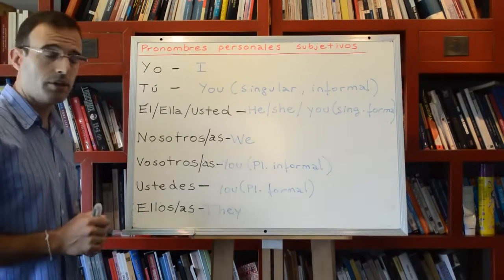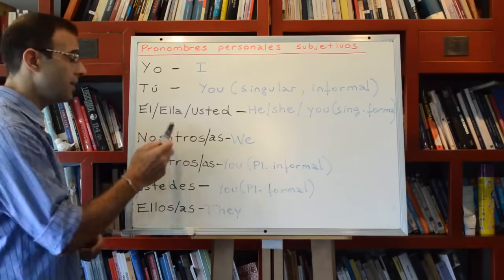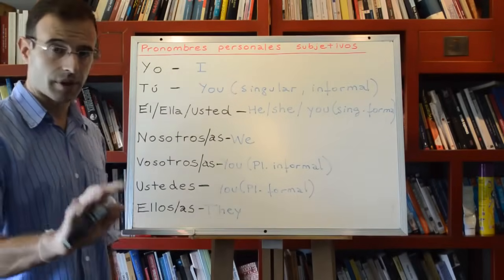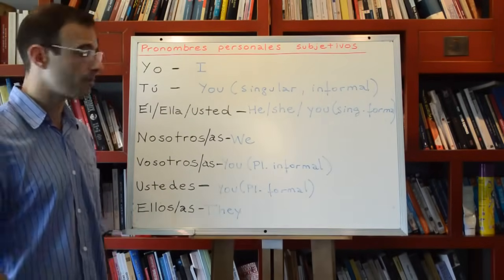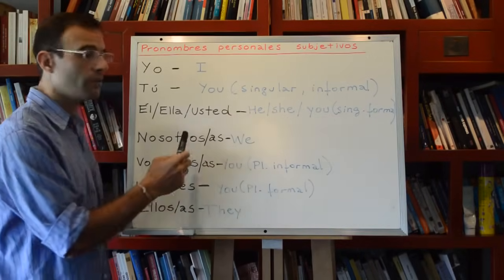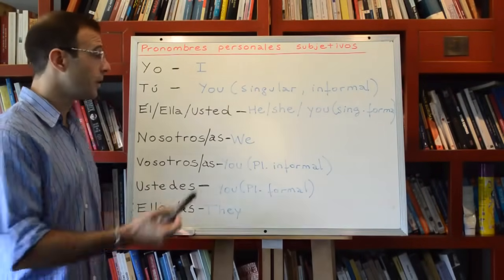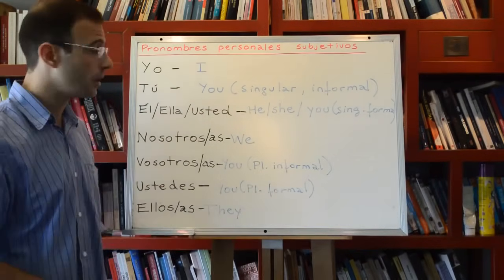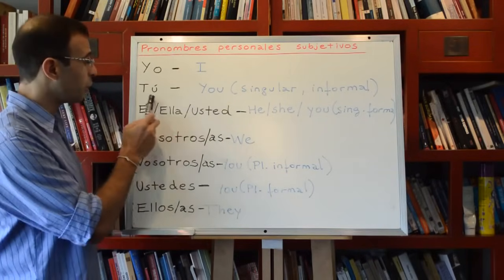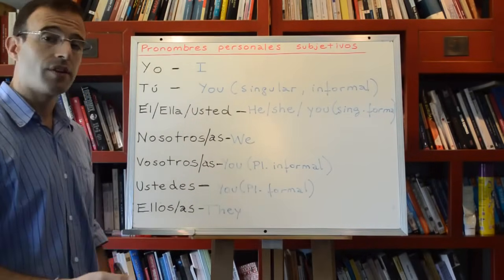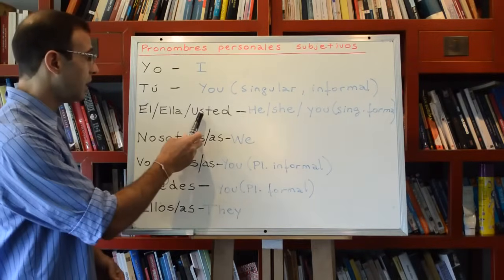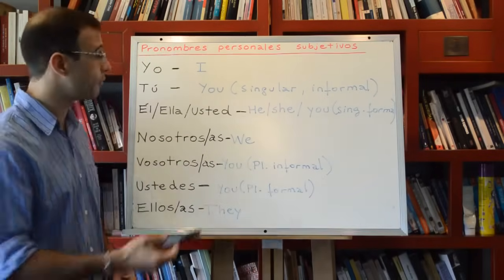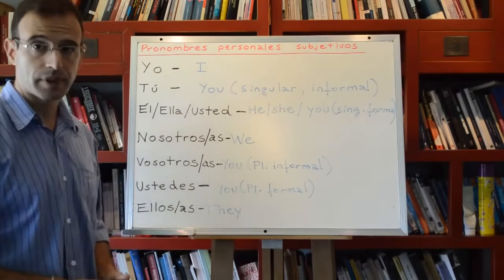So I want to remind you again that él and ella mean he and she, and usted is not it, right? There is no it in Spanish. Usted, this pronoun means you, okay? Same as tú, only that tú is informal, usted is formal. And I put usted together with he and she because the conjugation for usted is the same as the conjugation for he and she, which differs from the conjugation of tú, okay?